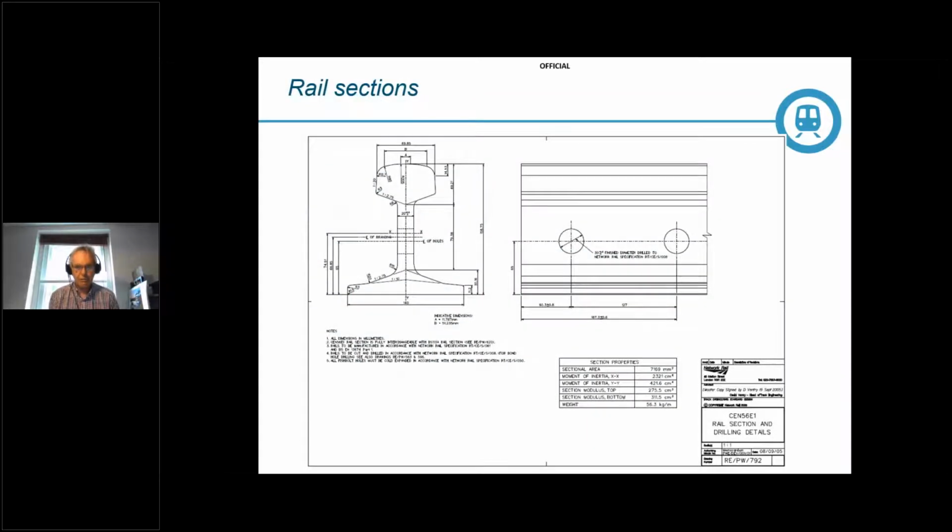So for each rail section of the modern sections, there's an REPW drawing giving the important dimensions and information and the section properties. REPW 792 is for the 56E1 rail, which is the one shown there.